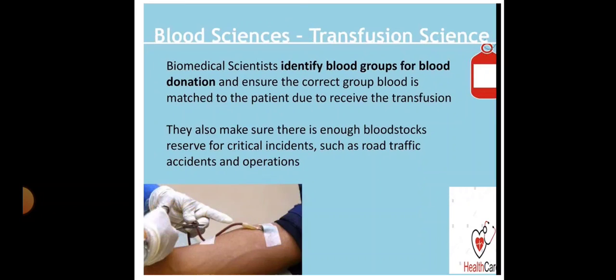Now, blood sciences in transfusion science. Biomedical scientists identify blood groups for blood donation and ensure the correct blood group is matched to the patient due to receive the transfusion. They also make sure there is enough blood stock reserved for critical incidents such as road traffic accidents and operations.